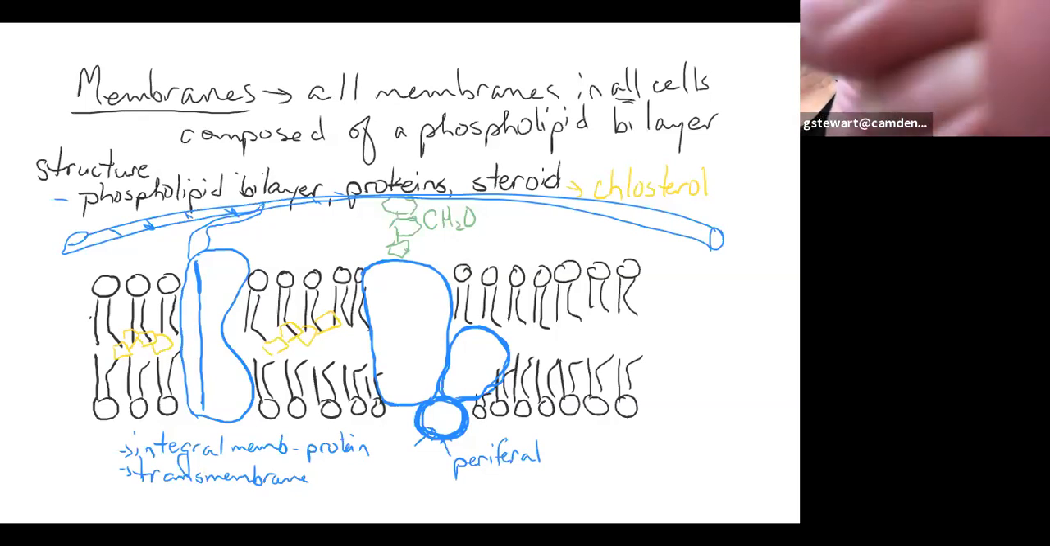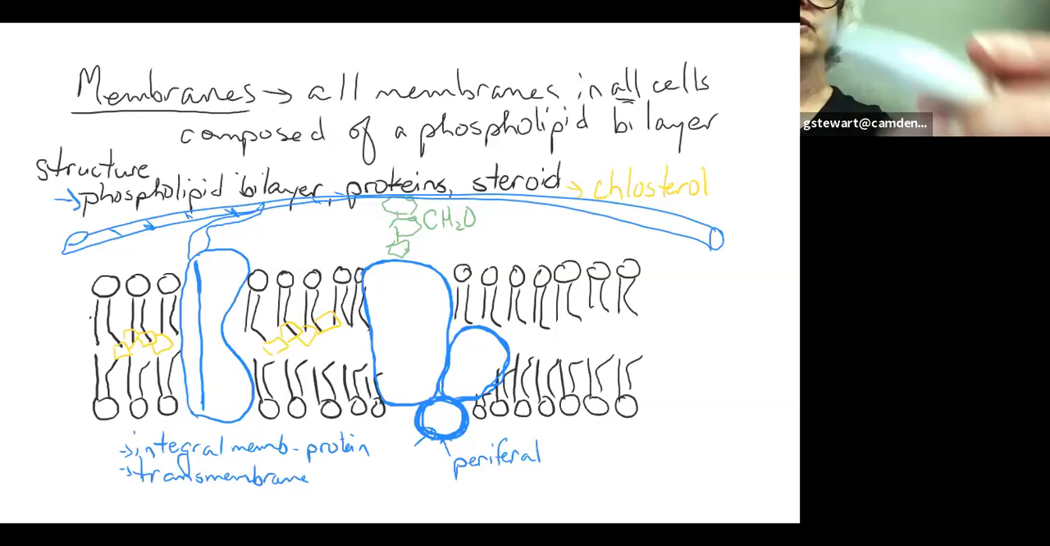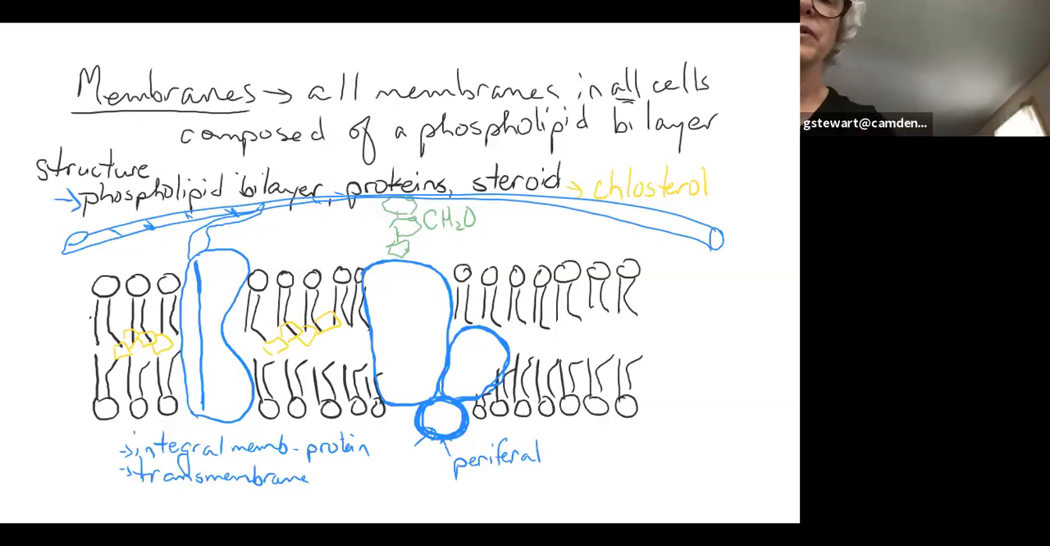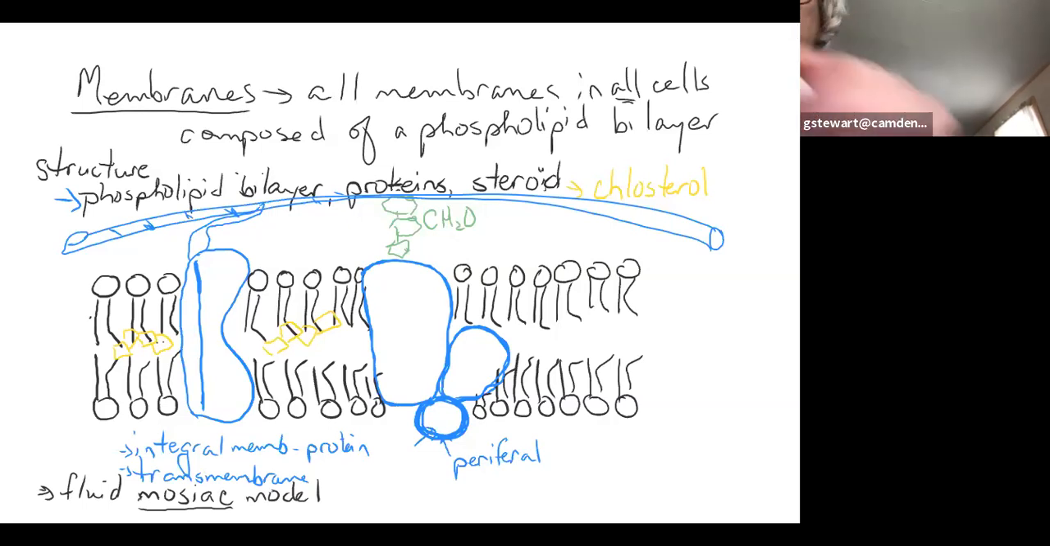Now, the next part about the structure, and you'll see this term in your book as well: your textbook refers to the membrane as a fluid mosaic model. And that means just like it sounds. The mosaic part is to help you remember that there are different components of a membrane: the phospholipid bilayer, many different proteins, and the steroids or sterols in that membrane.